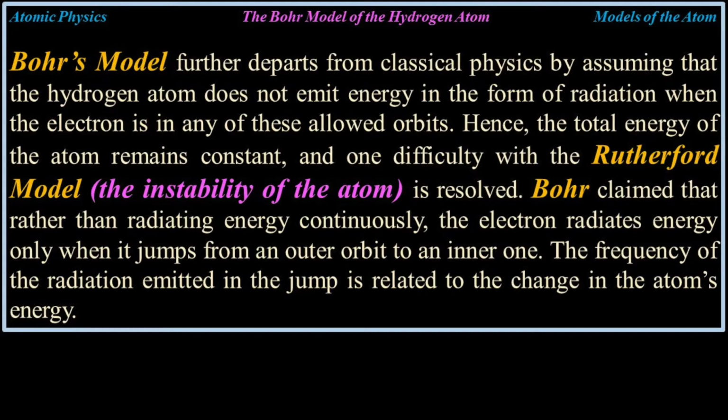And one difficulty with the Rutherford model, the instability of the atom, is resolved. Bohr claimed that rather than radiating energy continuously, the electron radiates energy only when it jumps from an outer orbit to an inner orbit. The frequency of the radiation emitted in the jump is related to the change in the atom's energy.